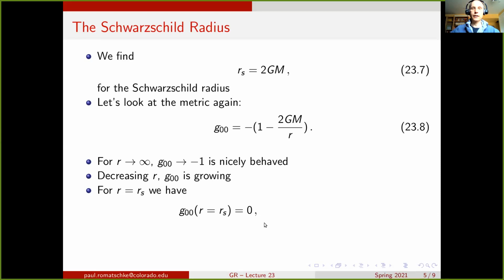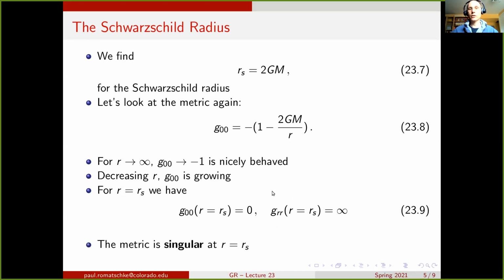Remember also that we have other metric components, such as the GRR metric component, and this one involves the inverse function a. So that means that if G00 is 0, then GRR at the same point is just infinity. And these are just statements that say that the metric tensor is singular at this point Rs because it doesn't have an inverse and it contains infinities.